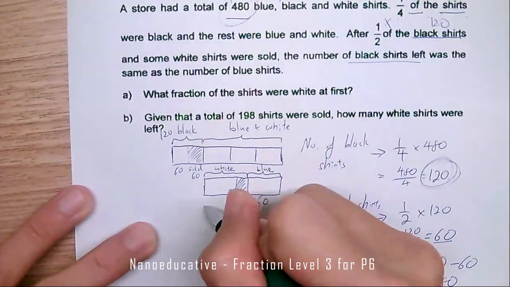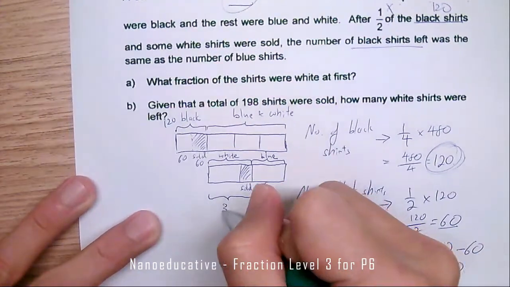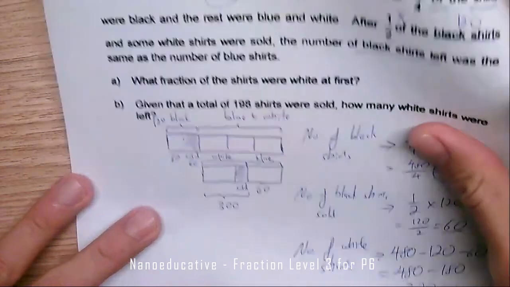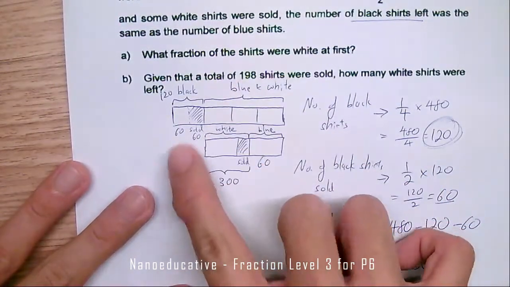Which means that this entire thing is 300. So to realize that as we are drawing the rough model, the proportion is wrong already.